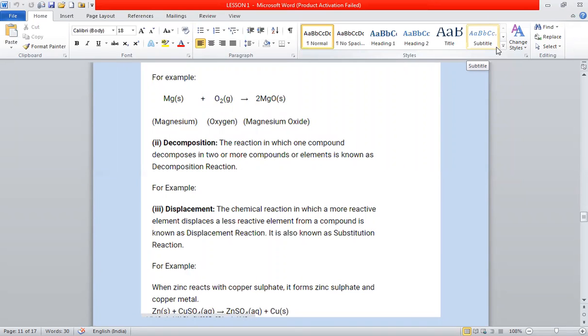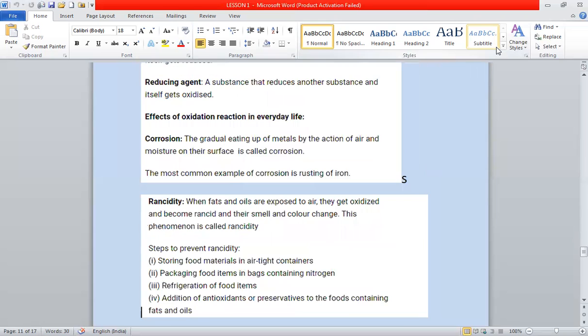In continuation with the last class, lesson 1, class 10, chemical equations and reactions, we are going to continue. Today we are going to study decomposition reaction. What is a decomposition reaction? The reaction in which one compound decomposes into two or more compounds or elements is known as decomposition reaction.